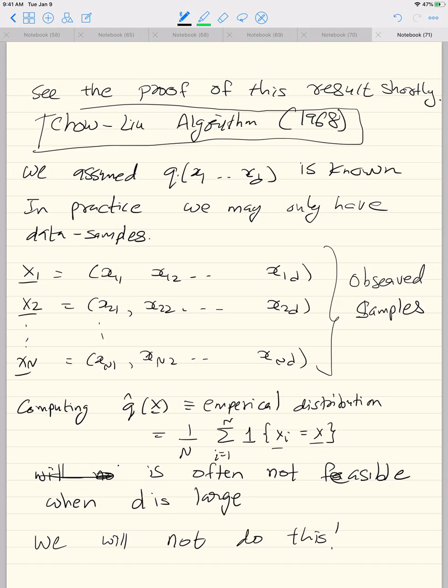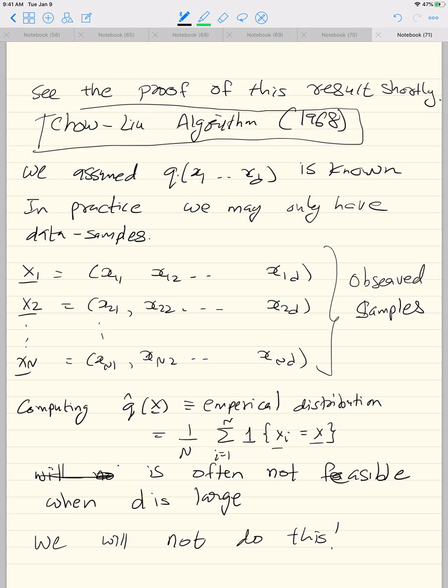So even if all the xi's are binary valued and d is 20, there are 2 to the 20 possible vectors for which we have to assign the probability distribution. If we have say 50 or 100 samples, we just won't be in a position to assign values to all these parameters, and so computing q hat of x is just not going to be feasible.